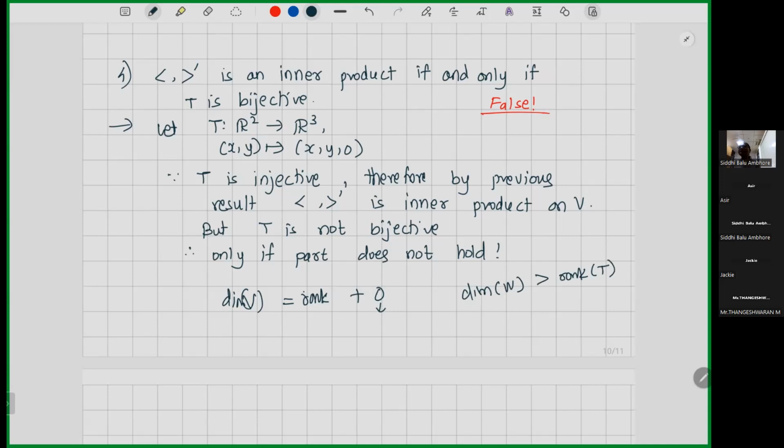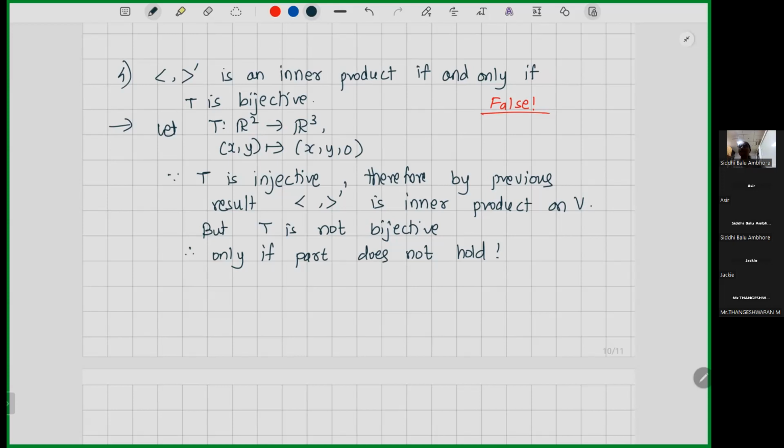I hope I'm not confusing you. I'm just saying, try to choose dimensions and use the dimensions to arrive at the counterexamples and so on. That's it. See, this is just an injection inside R3 with the last term equal to 0. So this is injective, but not surjective, because one more dimension and it is going nowhere.